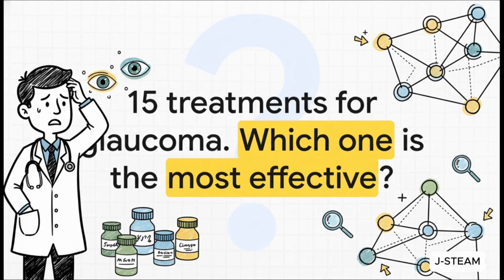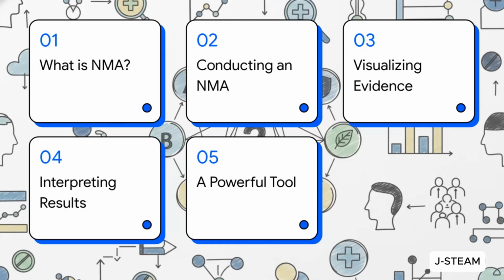So you might have one study that compares drug A to a placebo, and another that compares drug B to that same placebo, but you have nothing directly comparing A to B. It's this kind of puzzle that leaves everyone asking, with all this research, why is it so hard to get a straight answer?